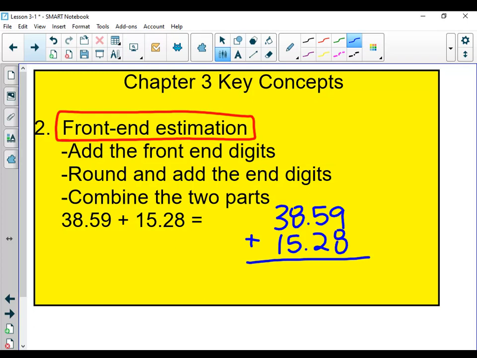Because when it says add the front end digits, that means the whole numbers, anything to the left of the decimal. So I'm just going to add those like usual.